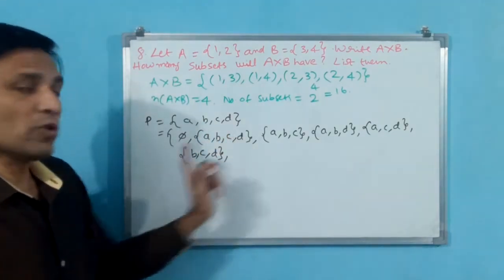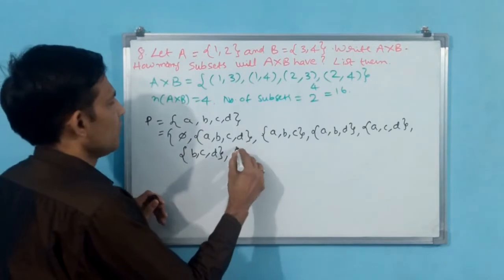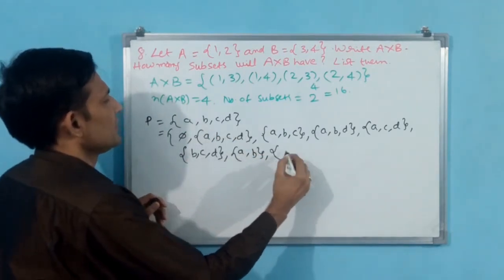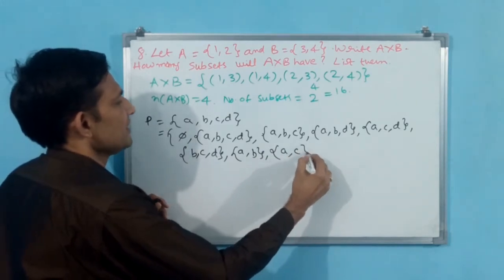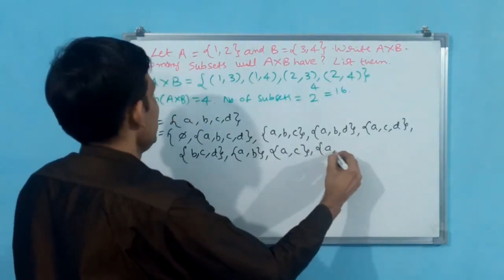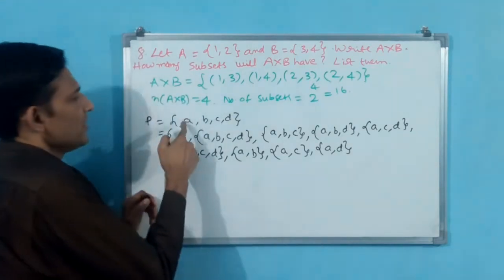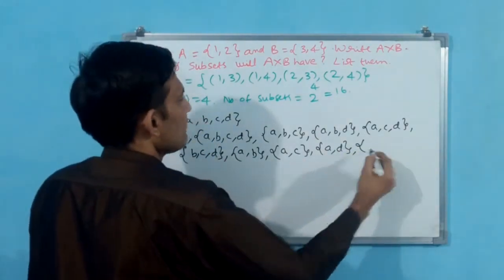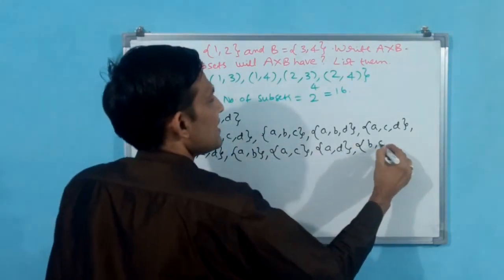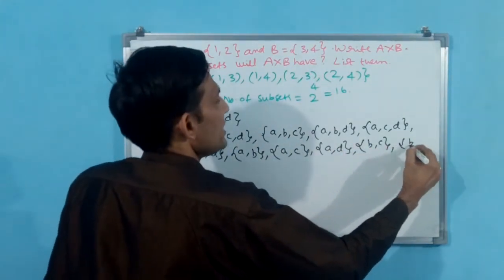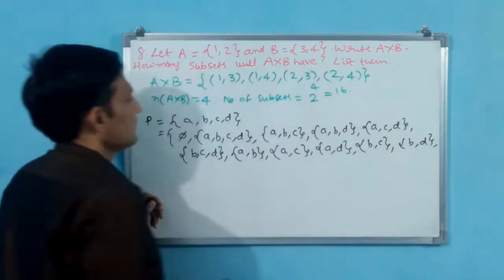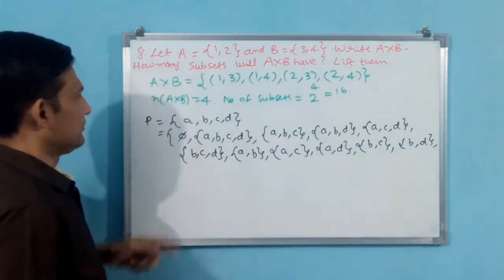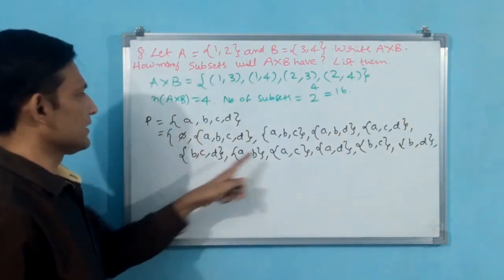Over. Then we go for 2 sets. Two elements: A, B, comma, A, C, comma, A, D. A with B, A with C, A with D, A is over. Now you come for B: B, C, comma, B, D, comma. With B also over, I hope. B, A, B is already over.